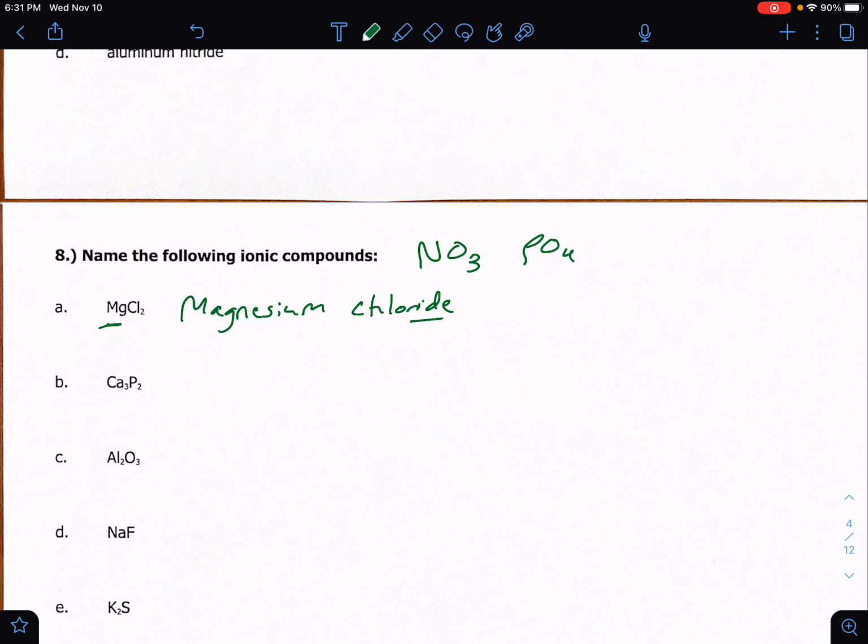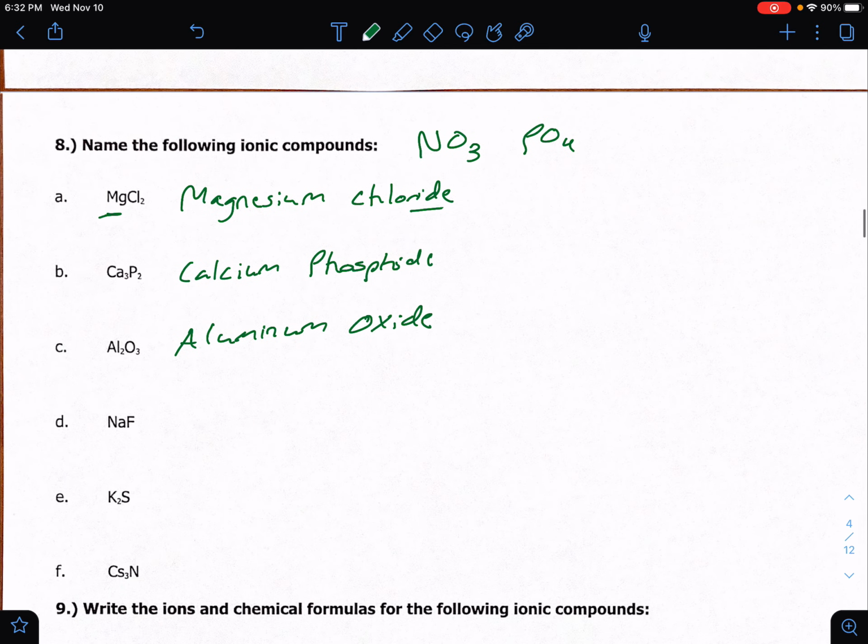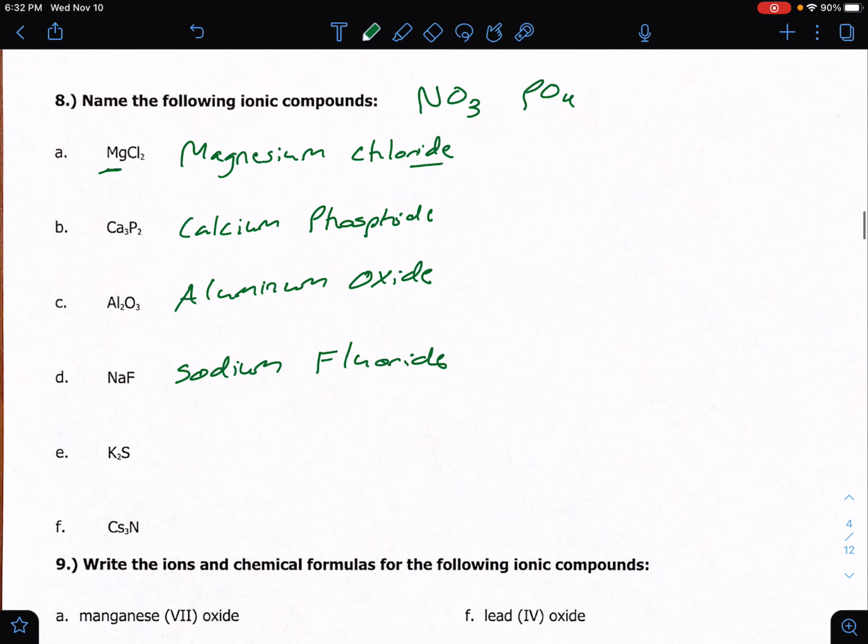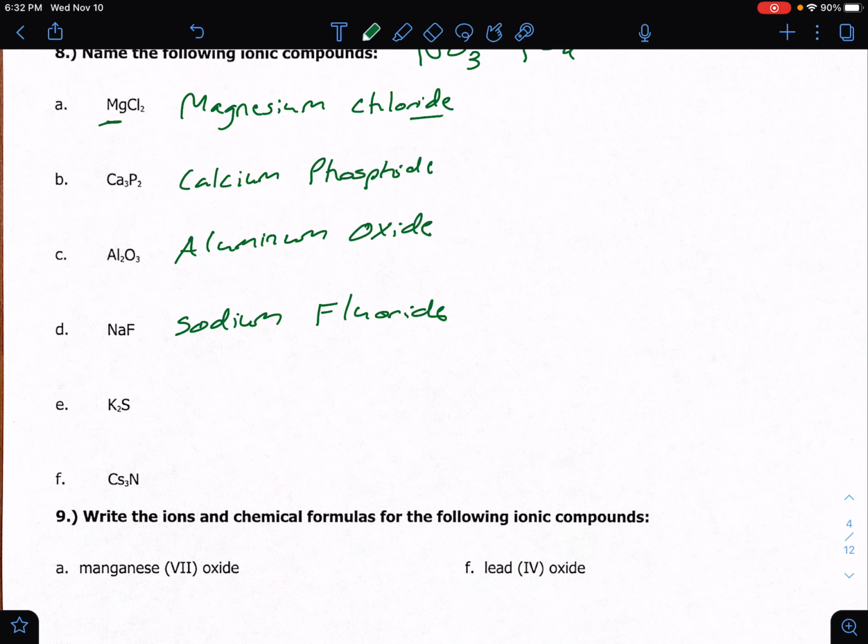Next one, I have Ca, which is going to be calcium, so I'm not going to change that name. And then phosphorus becomes phosphide. Next one, I have aluminum and oxygen, so this becomes aluminum oxide. Next one is Na, which is sodium, and then F, fluorine, becomes fluoride. Hopefully you get the gist of that. Just don't change the cation name and then just add IDE to the end.